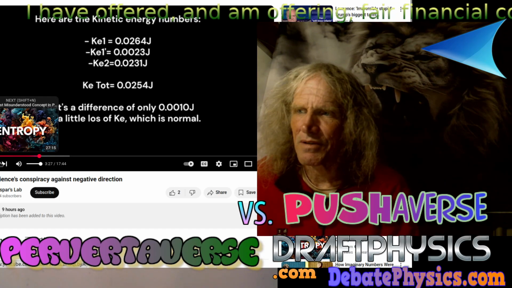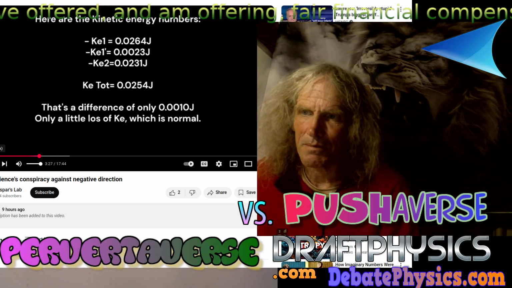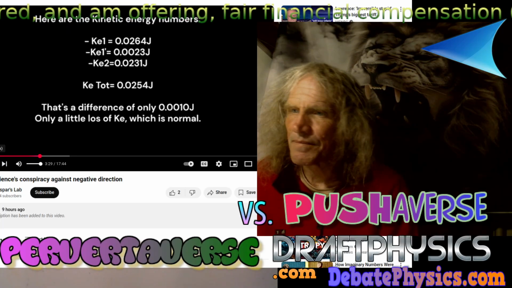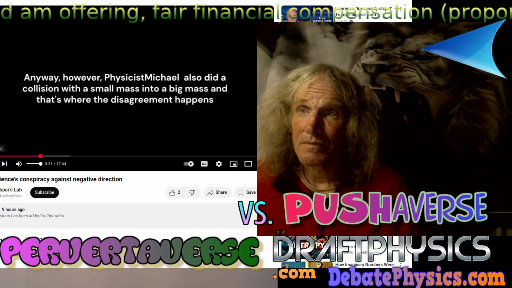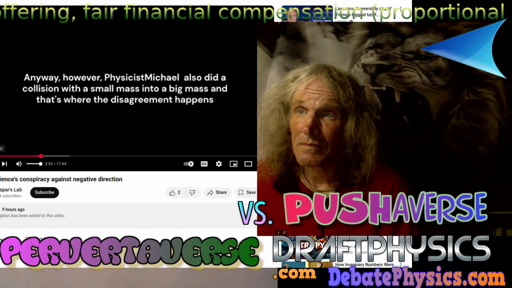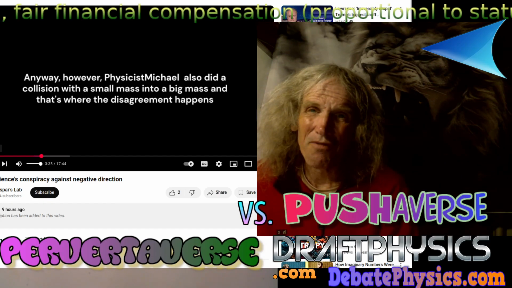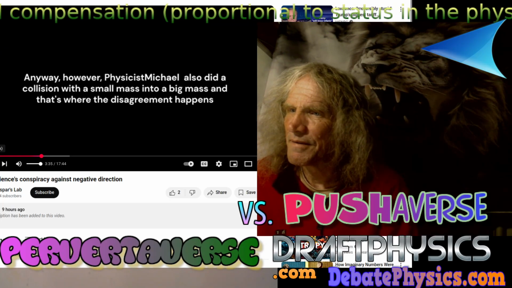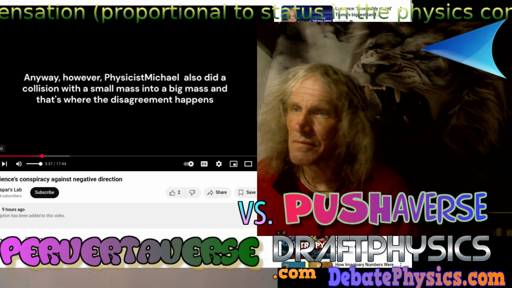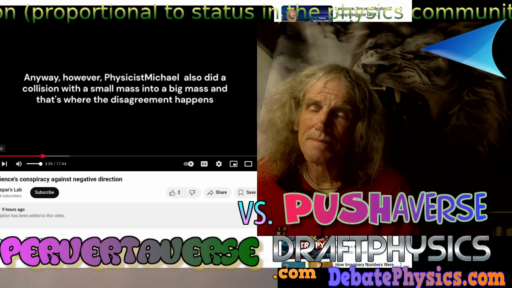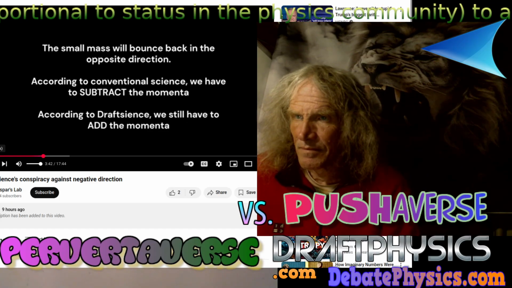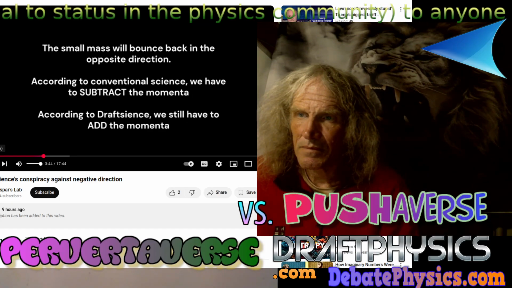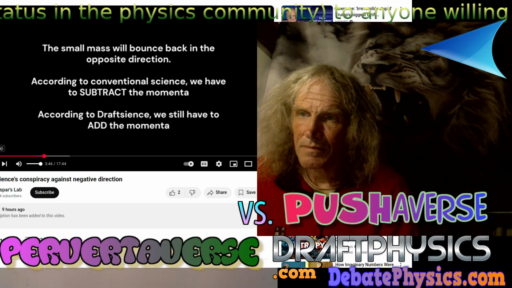Anytime there's a difference in the mass, you're going to have a difference in the number. There's also going to be some loss. Anyway, however, physicist Michael will now do the collision with a small mass into a big mass, and that's where the disagreement happens. There you go. Why didn't you get to that in the first place? Taking some more data.